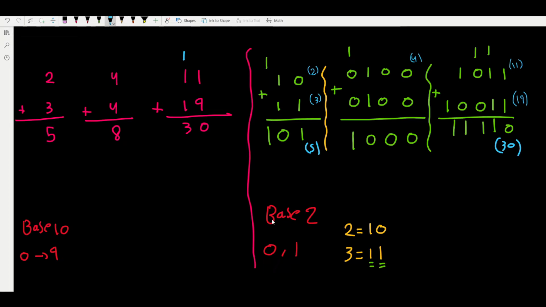So, the summary of this section of the video is that the addition in any base is the same. We add numbers, and if the result is greater than the largest number in the base, we will have a carry over, okay? So this is the summary of this section of the video.